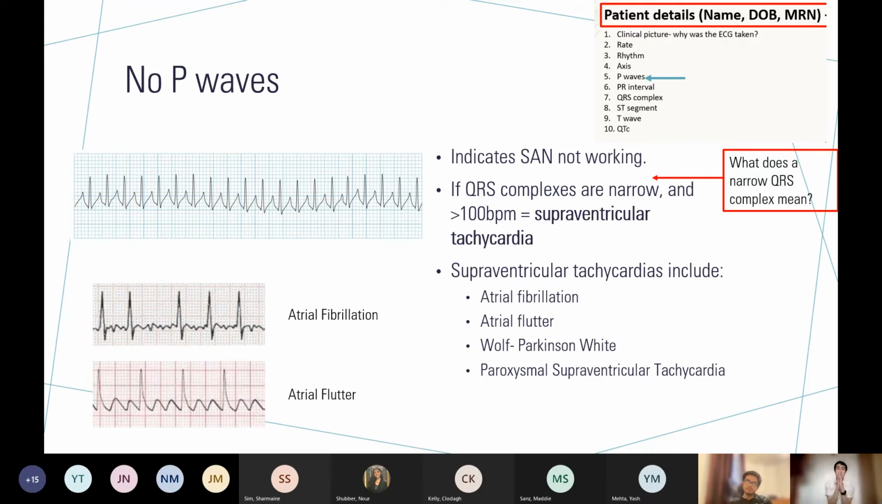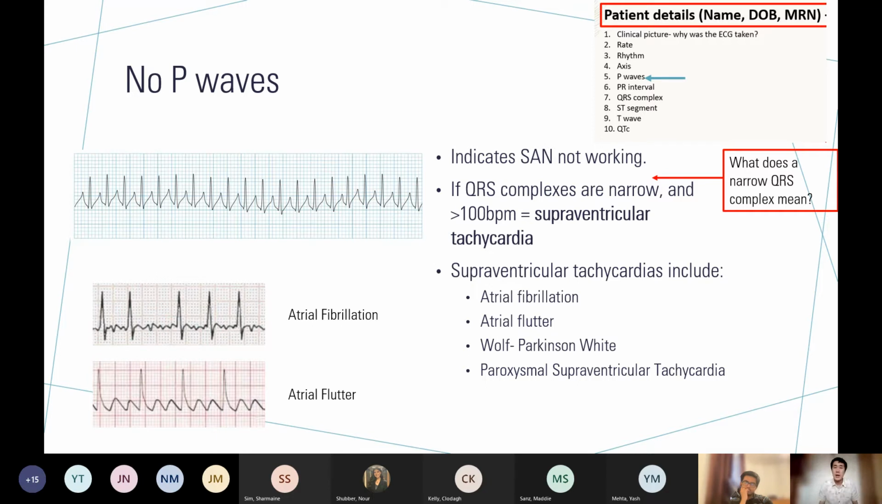Okay. If the QRS complexes are narrow, and the beats per minute are more than 100, as in a tachycardia, it's suggesting that it's a supraventricular tachycardia. Which all it means is it's an arrhythmia where the pacemaker of the heart, i.e. the start of the depolarization, is supraventricular. It's above the ventricles, so in the atria or in the atrioventricular node.